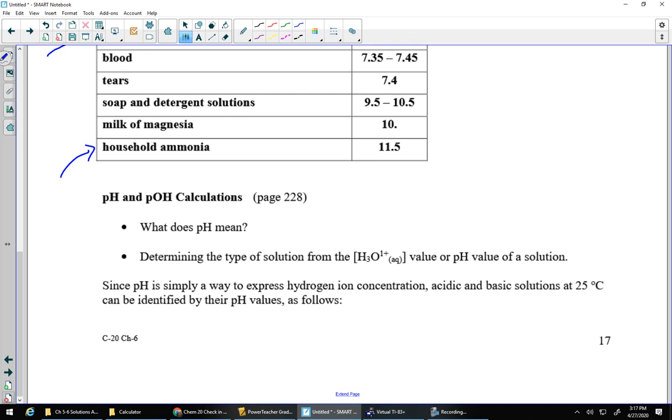So what does pH actually mean is a question. It's simply a way to express hydrogen ion concentration in solutions at 25 degrees Celsius. So essentially it tells us how acidic or how basic they are. If you really want to know, it means power of hydrogen. And we're actually looking at the 10 to the power of whatever in those concentrations.